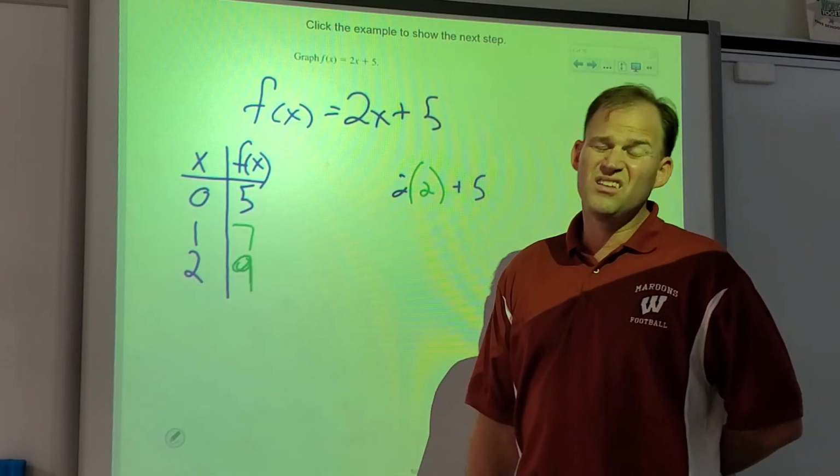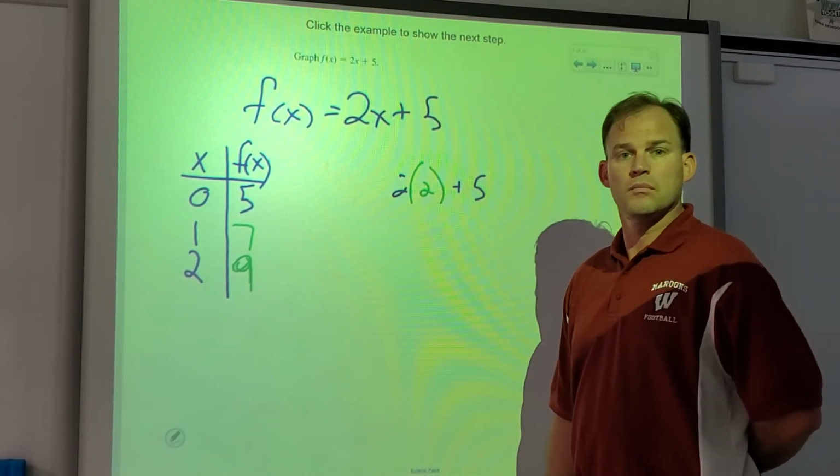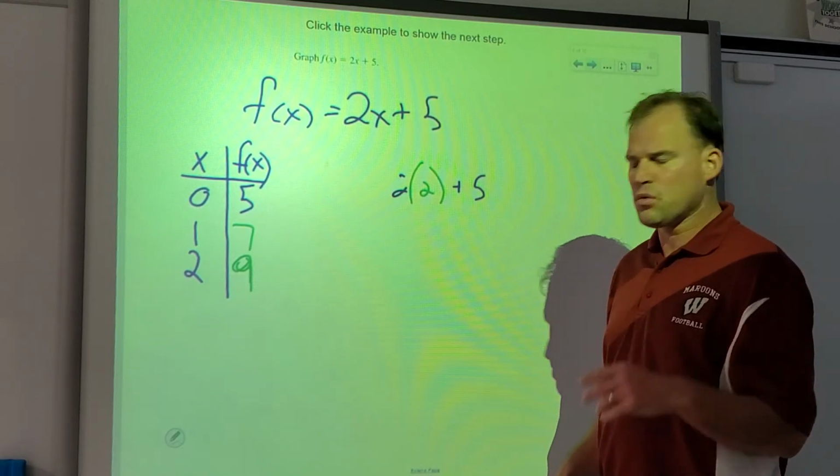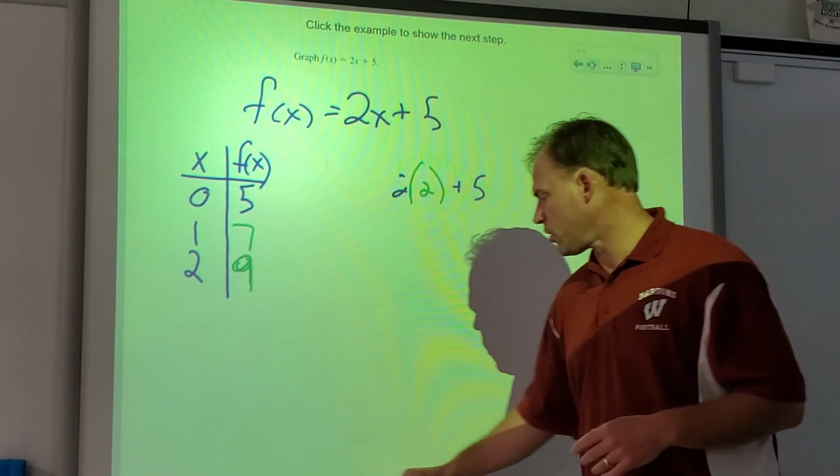Mr. Stevens, it takes so long. Yeah, it's going to take a minute. Pick about 3 of them. Don't do 2 of them. Do 3. And then you just draw yourself a little graph.